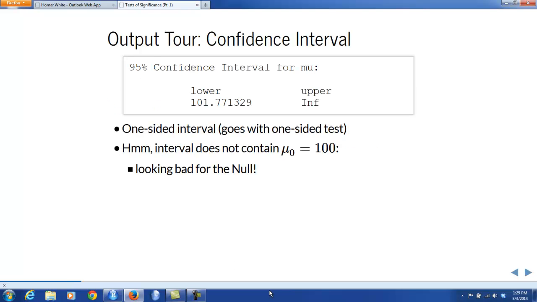Moving on to the inferential results in the output, we have a 95% confidence interval for the population mean mu. Since we are asking for a one-sided greater than test, we get a special kind of confidence interval. It's a one-sided interval. It has a lower bound of 101.77 miles per hour, but it has no upper bound. And so it says here the upper bound is infinity. So the way you interpret this interval is to say that you're 95% confident that mu is bigger than 101.77 miles per hour. Notice that that interval does not contain the null hypothesis' belief that mu is 100. So things are looking kind of bad for the null hypothesis at this point.